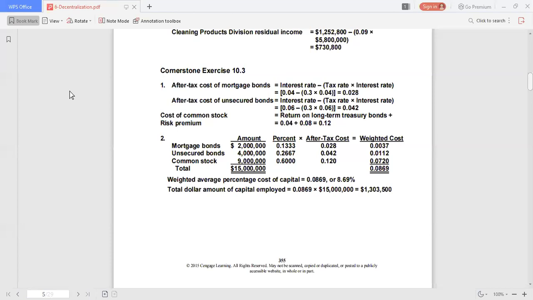The total dollar amount of capital employed is 0.0869 multiplied by 15,000. So that's 1,303,500. That's now your total dollar amount of capital employed. So it's taken by multiplying the weighted average cost of capital by 15,000.